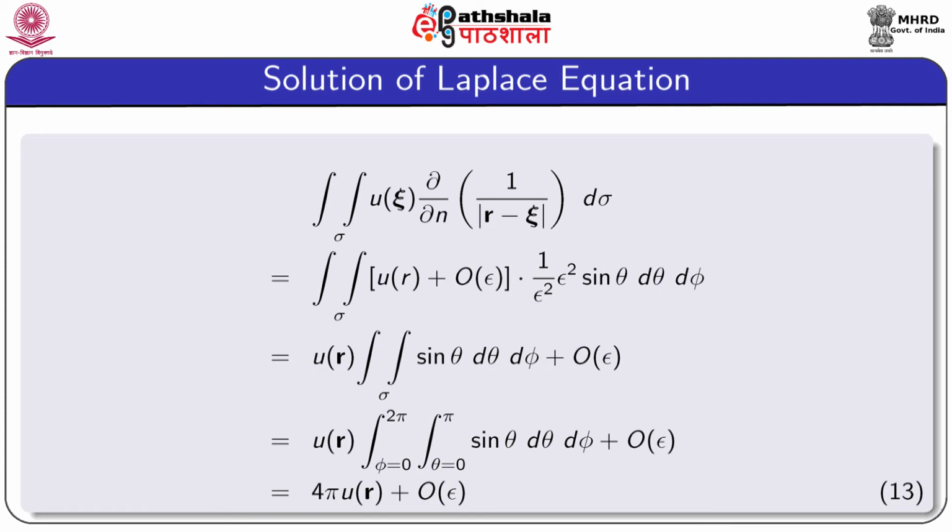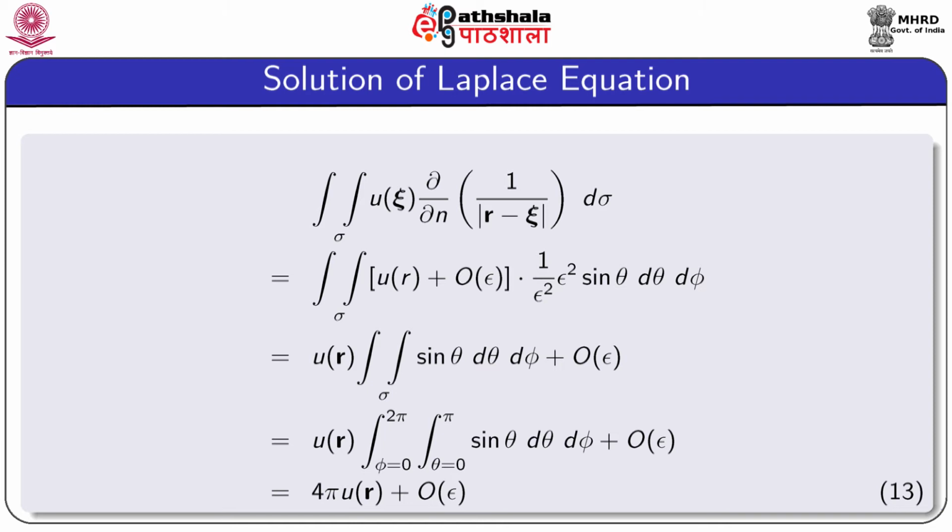Now, think about this integral. Surface integral on sigma of u del n of 1 by mod r minus xi is equal to, now on sigma we derived that u xi is equal to u r plus a term of order epsilon, and the value of del n of this quantity is 1 by epsilon square, and d sigma is epsilon square sin theta d theta d phi. So, after substitution we obtain this simplified to u r.